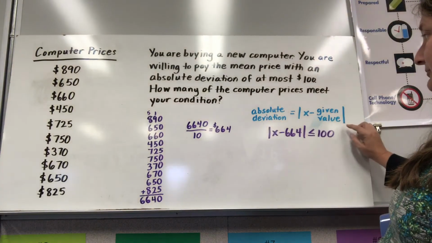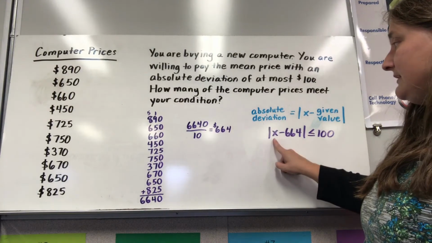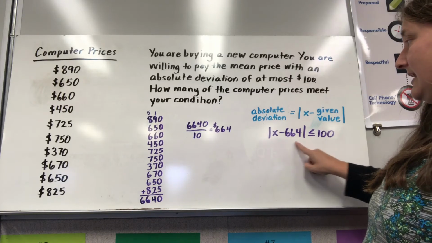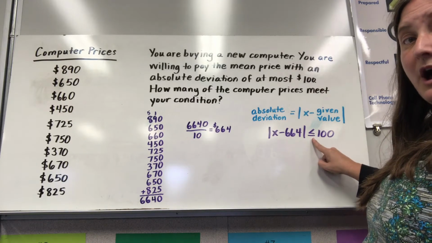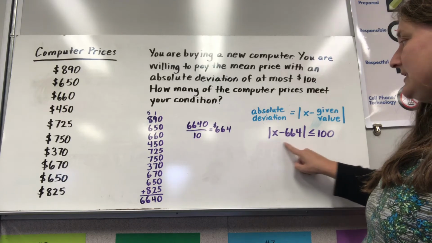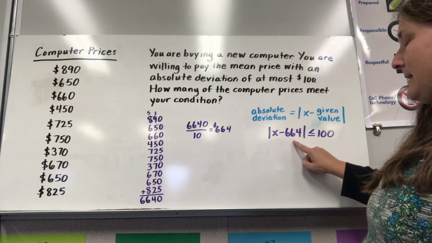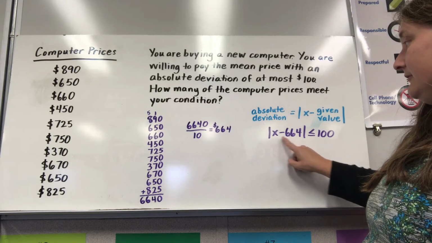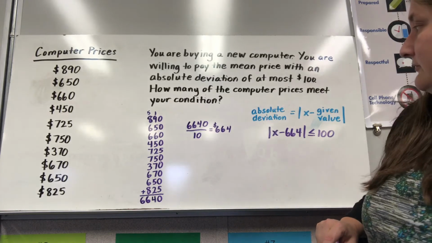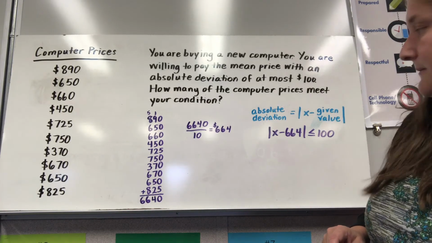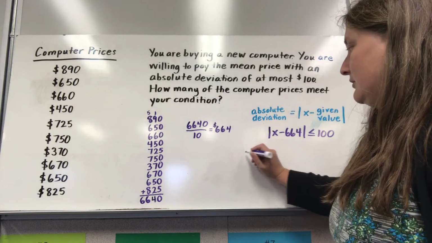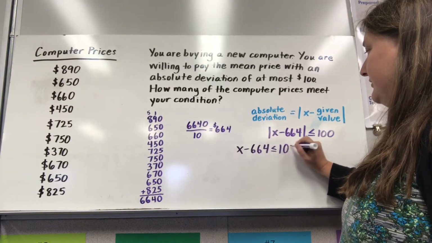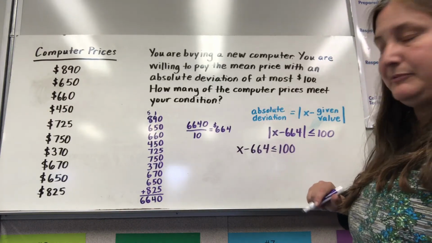So when I set up my absolute deviation equation, the price I'm willing to pay, if I subtract the 664, the absolute value of this has to be less than or equal to 100. So this price that I'm paying here minus that mean has to be within $100 of 664. So let's actually try some values here. So I can set up two inequalities. X minus 664 is less than or equal to 100. This is basically the same inequality minus the absolute values here.